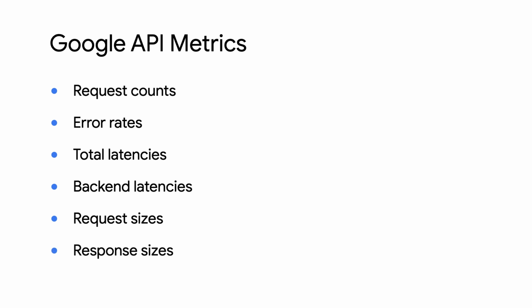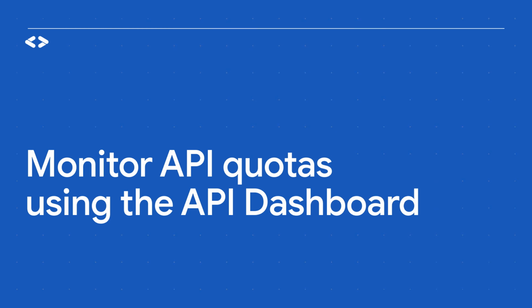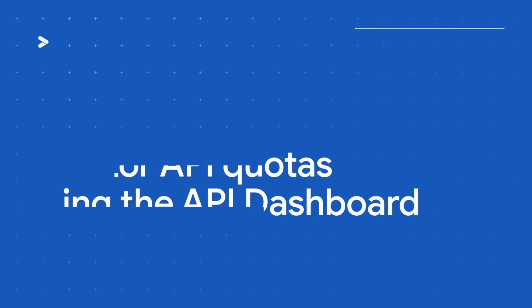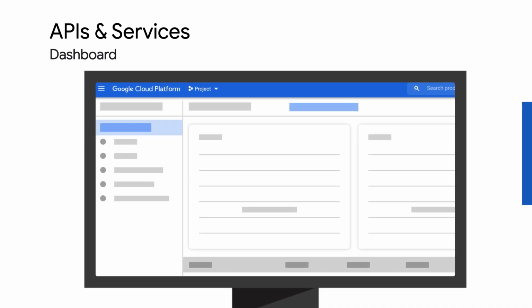You can view API metrics in two places: the API dashboard and cloud monitoring. The metrics you see are specific to your project, and they don't reflect the overall service status. The simplest way to view your API's metrics is to use the Google Cloud APIs and Services section. From there, you can see an overview of all of your API usage. You can even drill down to see your usage for a specific API.